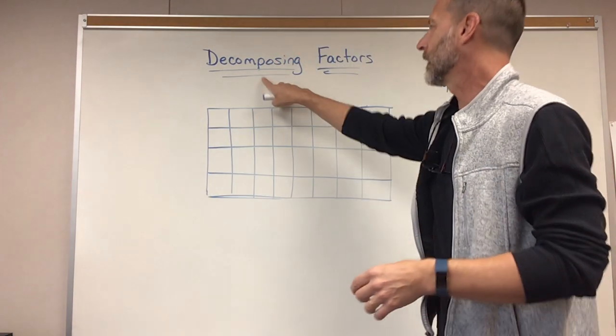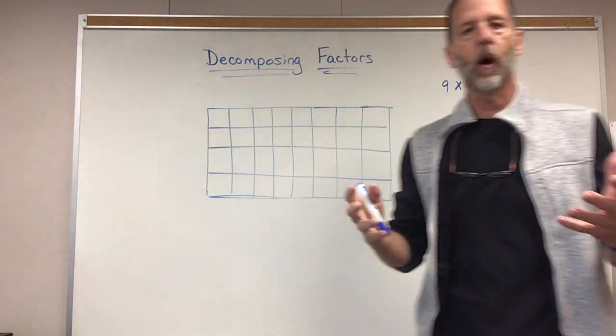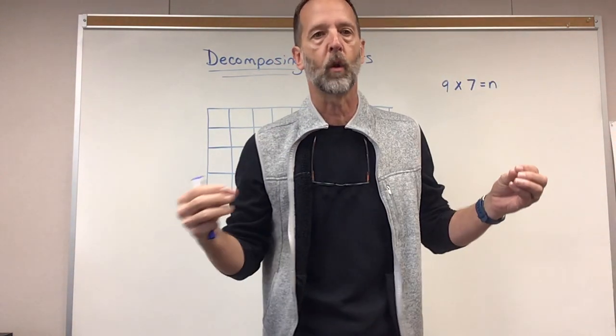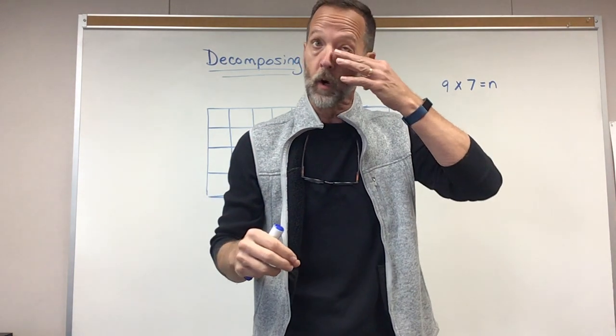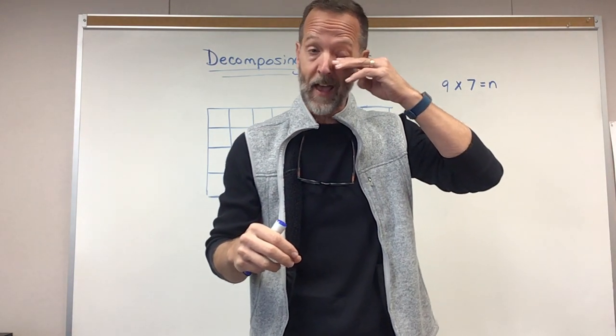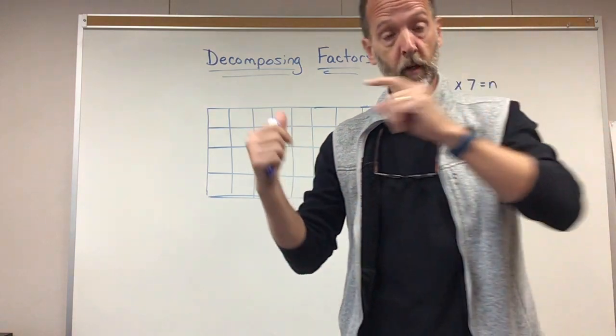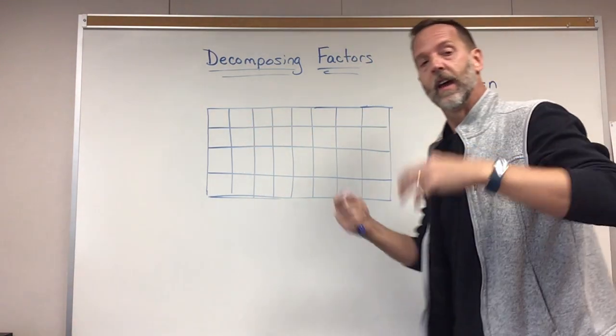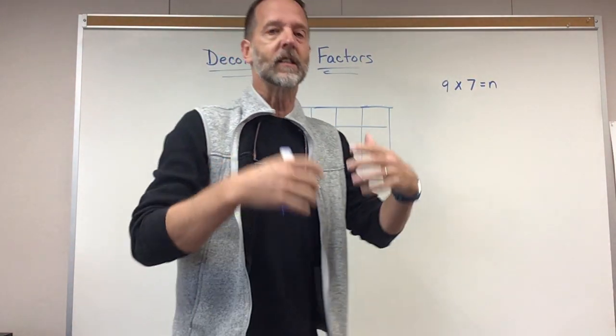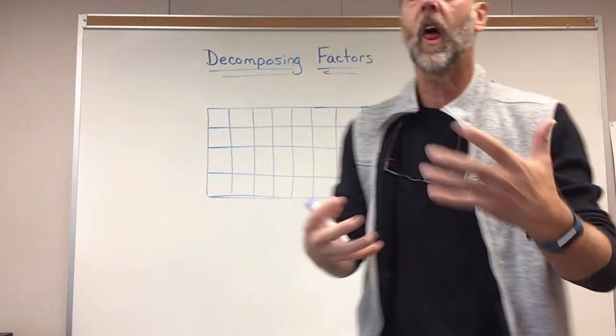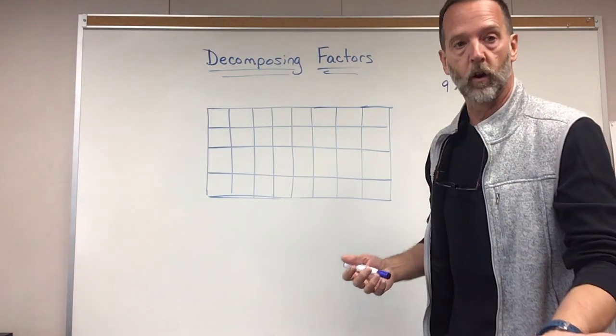We're going to talk about decomposing factors. To decompose means to break it down into smaller parts. Okay? So we're going to take one of the factors, we're going to break it down into smaller parts. We're going to use an illustration first, and then we're going to take the illustration away and see if we can use it and actually apply what we're trying to learn.